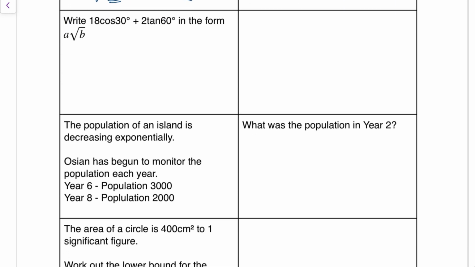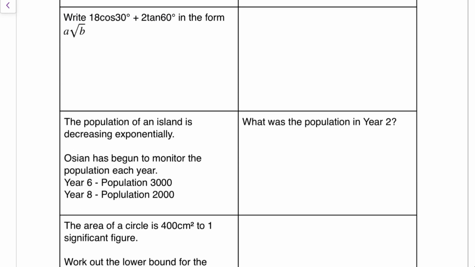Next question. I'm going to zoom in so I can see a bit more. 18 cos 30 plus 2 tan 60 in the form. So it's very clearly telling me what to do. Now you should know, and I won't explain why here, that cos 30 is the same as root 3 over 2. And obviously by you should know, I mean by the time you get to your exams. And I know tan 60 is the same as root 3.